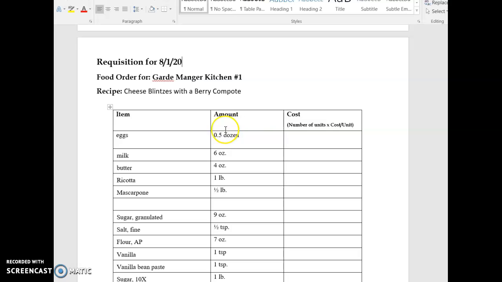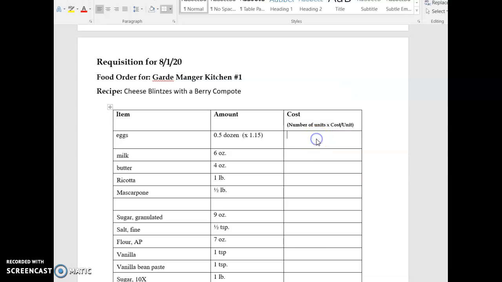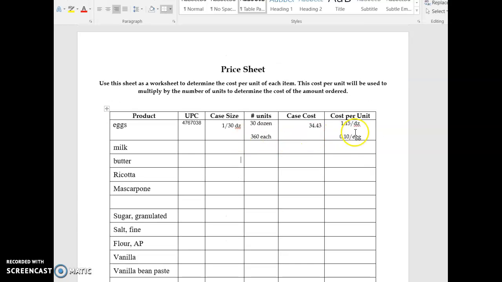So here I have a half a dozen eggs. I could take this then and times this by that $1.15. That would give me my total cost for those half a dozen eggs. 58 cents. Remember to round up. I can move on to my next ingredient, milk, and times this by the cost per ounce. If this states 6 eggs, remember, I want to use the cost per egg then. That's where the units really come into play.